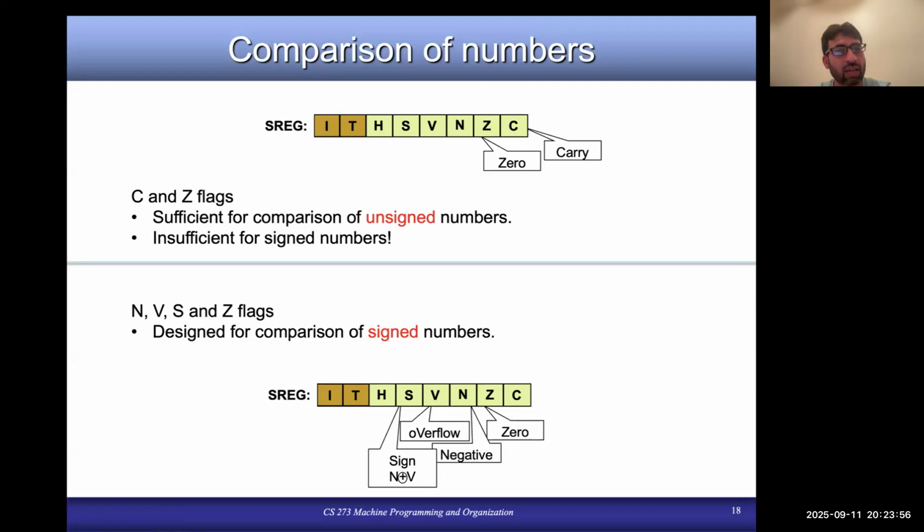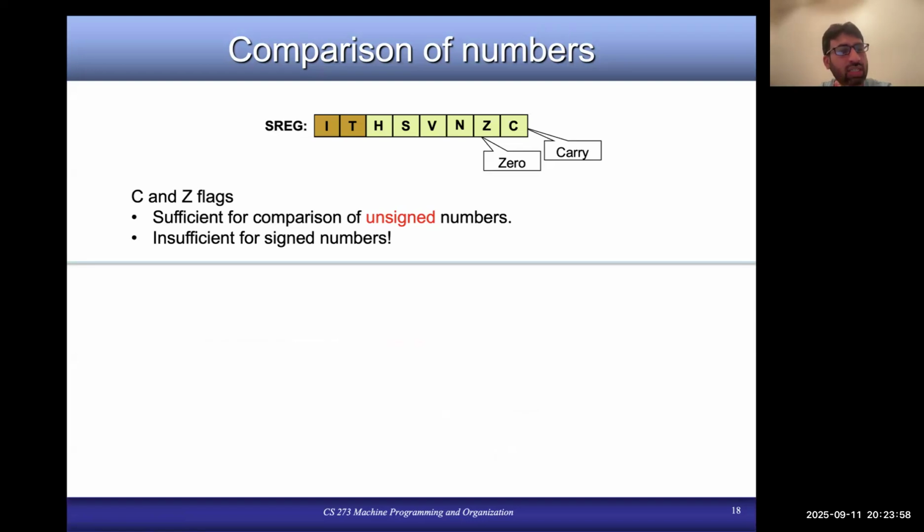So is everyone clear about the C flag and Z flag? Carry flag and zero flag, how it works? We had several examples last time. Anyone who doesn't understand how these two flags work? Everyone is clear, right?